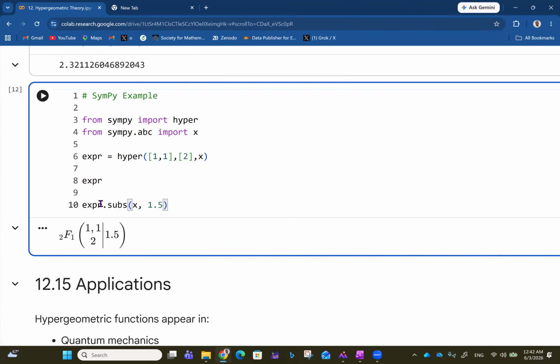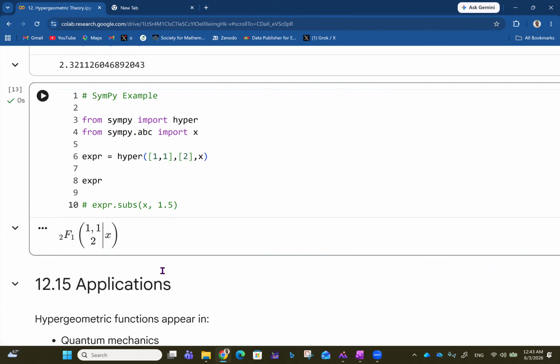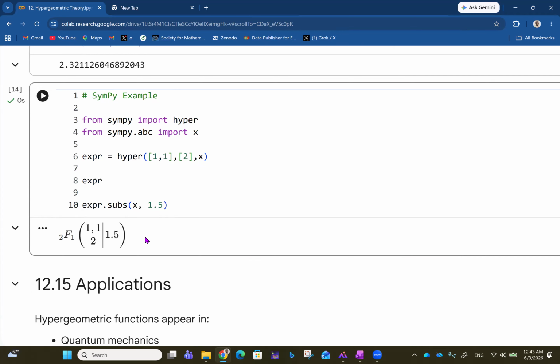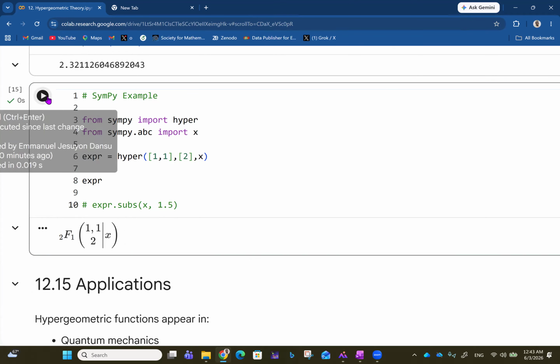So we can get the expression with x in place, or if you want to substitute something for x, we can just do the substitution also. So if I uncomment this now, I get the one with 1.5. If I comment it, we just get the expression with raw x.